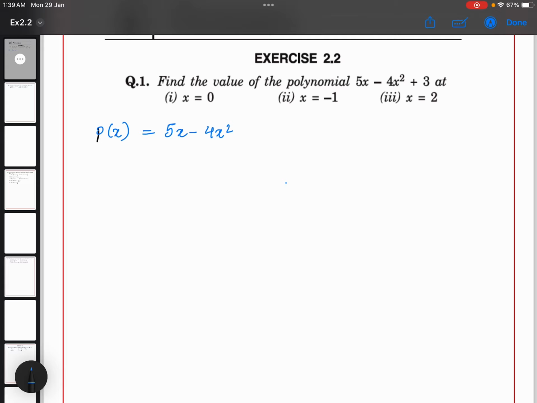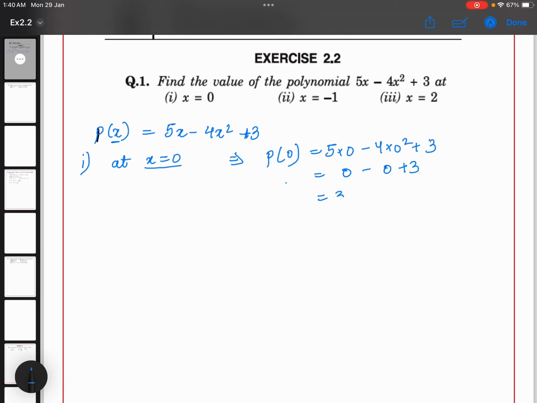So the first question is we're asked to find the value of the polynomial. So I'll write down the polynomial first, which is 5x minus 4x square plus 3. The first question is at x equal to 0. So all we have to do is substitute the value of x as 0. So even this polynomial will change, because we're substituting x equal to 0, right? So this will become 5 into 0 minus 4 into 0 square plus 3. So anything multiplied with 0 is 0. So the answer is 3.